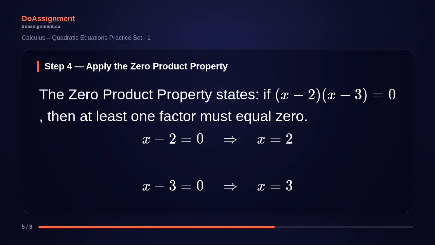By the zero product property, if the product of two factors is 0, at least one of them must be 0. Setting each factor equal to 0 gives x equals 2 from the first factor and x equals 3 from the second factor.